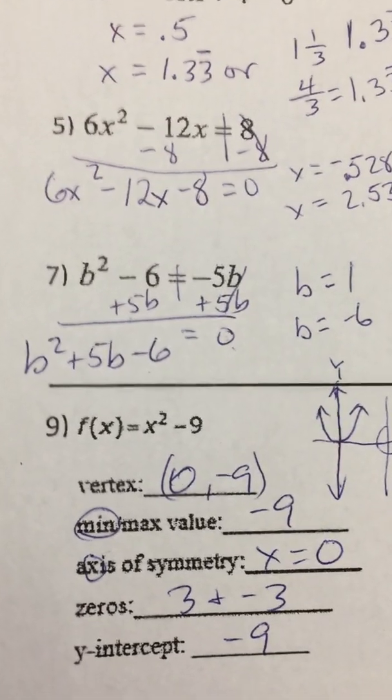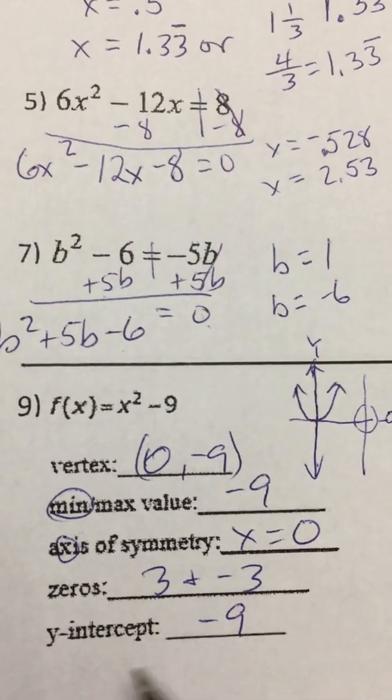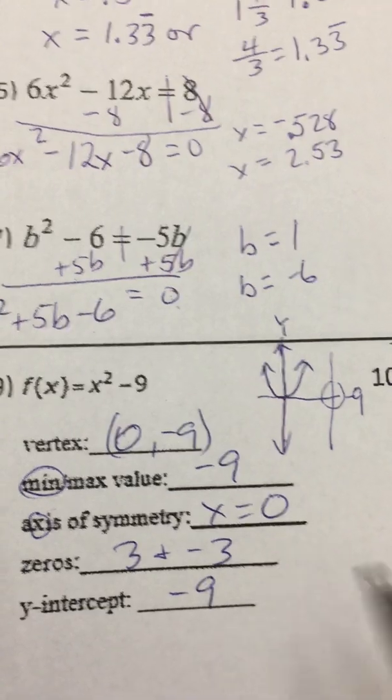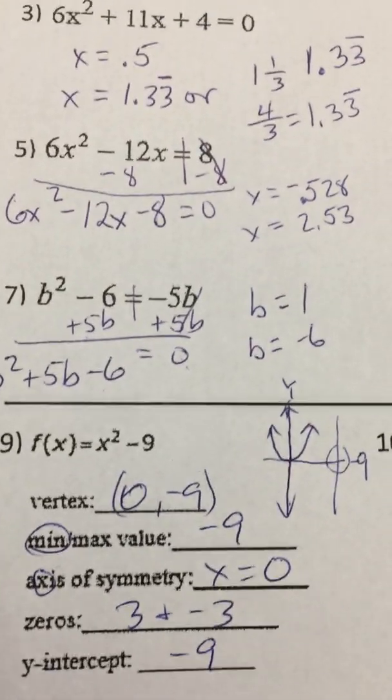The two zeros where it crossed the x-axis were 3 and negative 3. And of course, the y-intercept was negative 9 when you first did menu 5.1. It popped up on that.